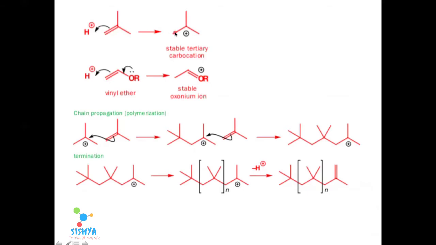Here it is the same initiation, so a stable tertiary carbocation will be formed. The stable carbocation can react with another monomer unit, followed by another, and another. So it will always lead to the formation of a tertiary carbocation. When the tertiary carbocation gets terminated, that means they combine with each other, leading to the formation of another compound, and that reaction leads to the formation of long chain polymers.